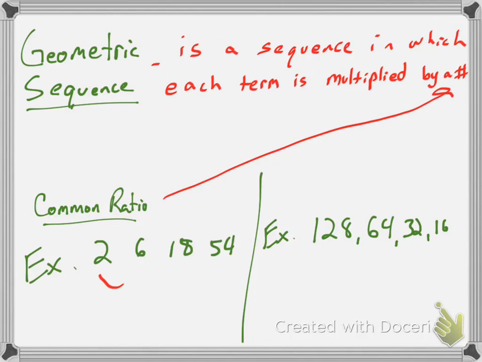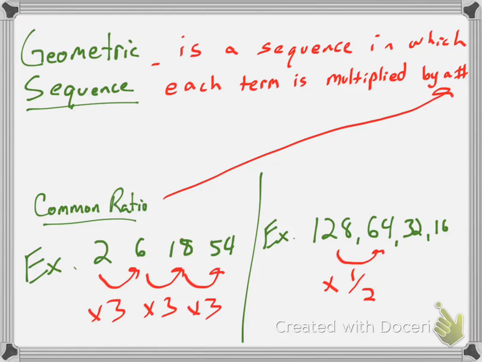So how do I get from 2 to 6? Well, I multiplied by 3. 6 to 18, multiplied by 3. And 18 to 54, I multiplied by 3. So my common ratio is 3. Let's see on this one. 128. Well, 64 is half of 128, so that means I multiplied by 1/2. Multiplied by 1/2, and then multiplied by 1/2. So my common ratio here is 1/2. And that's what a geometric sequence is.